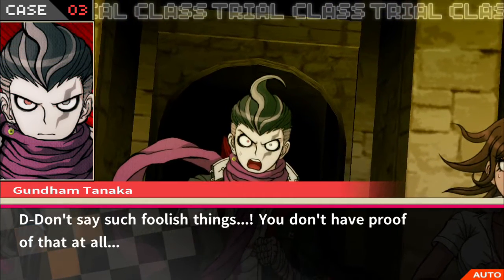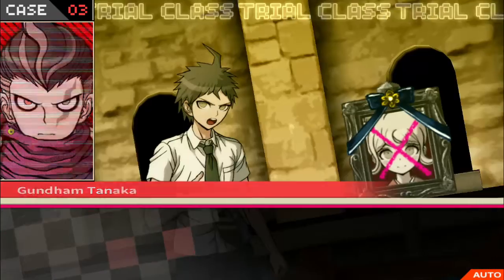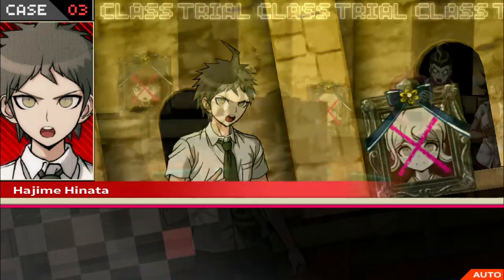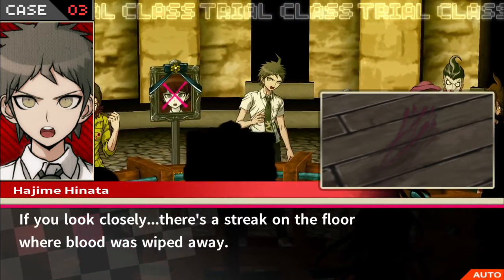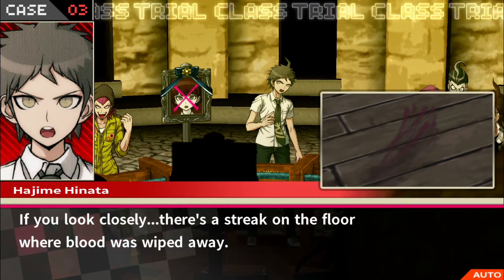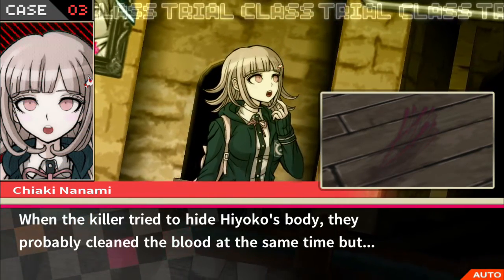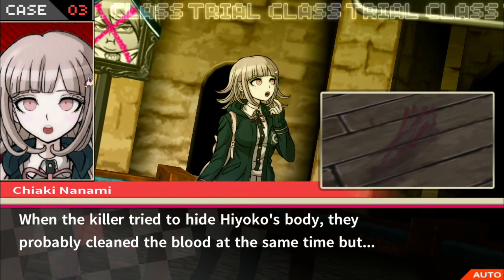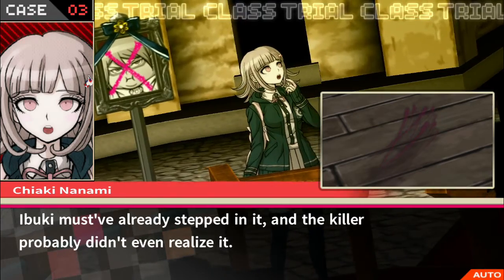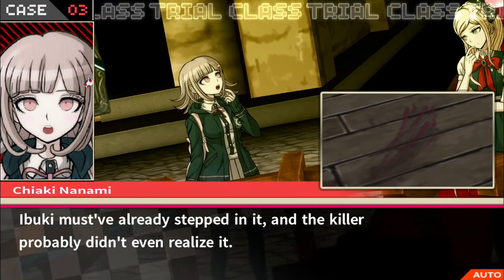Don't say such foolish things! You don't have proof of that at all! Yeah, we have. If you look closer, there's a streak on the floor where blood was wiped away. When the killer tried to hide Hiyoko's body, they probably cleaned the blood at the same time, but Ibuki must have already stepped in it, and the killer probably didn't even realize it.